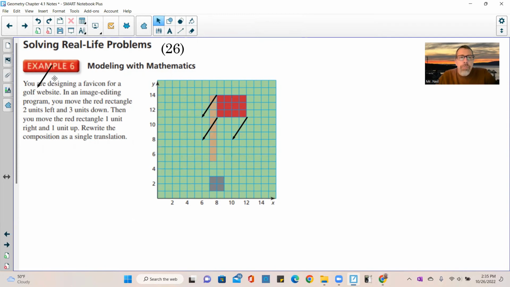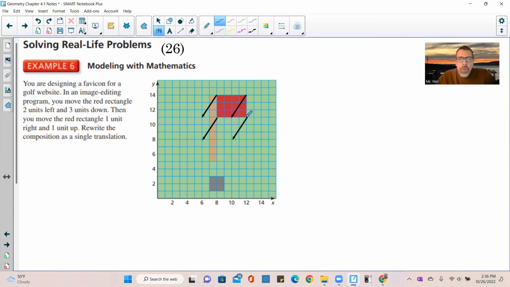There's another one. And there's the fourth one. So in other words, this red flag is going to get moved left 2, down 3. So let's first determine where they were.